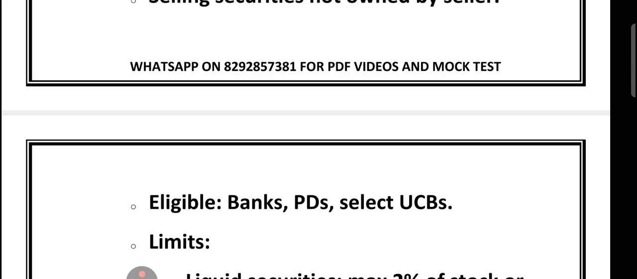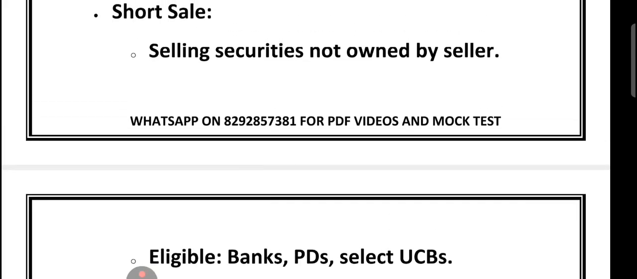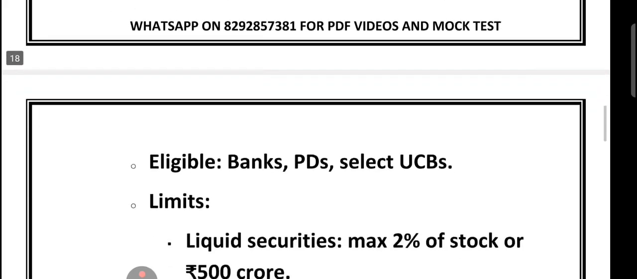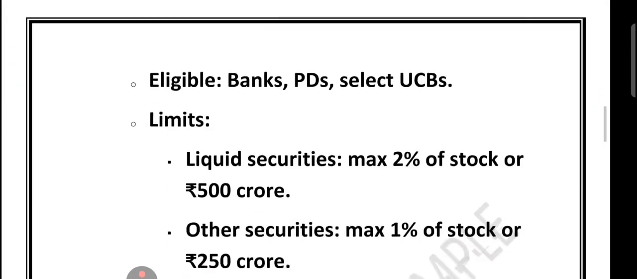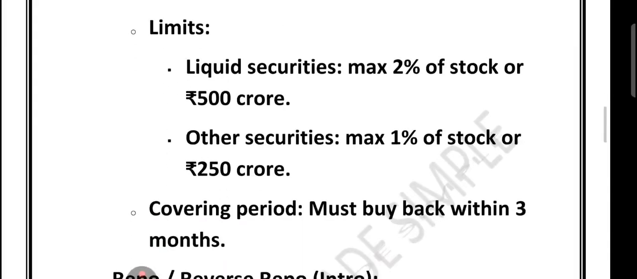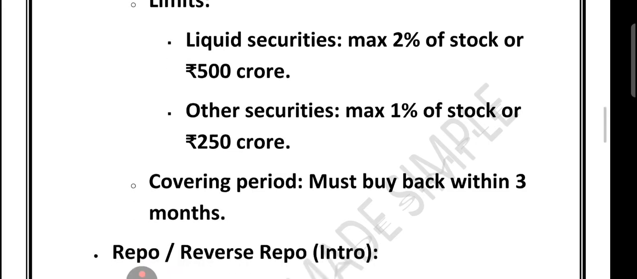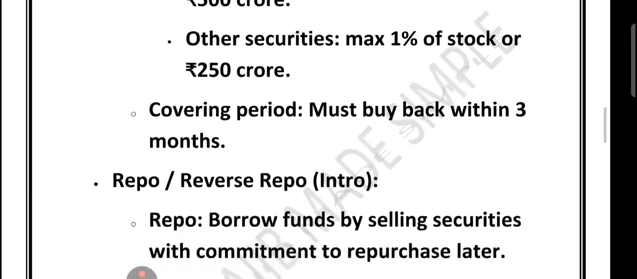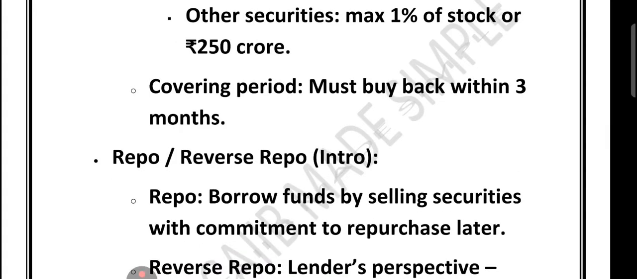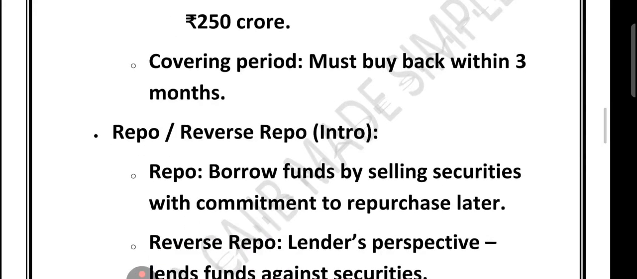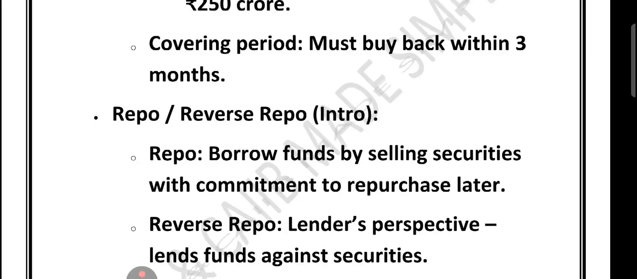Now friends, we are talking about the short sale. Short sale means you are selling securities which are not currently owned by the seller. Who are the eligible participants? Banks, primary dealers, selected UCBs, they are the eligible participants. If you look at the limits, for a liquid security, the maximum is 2% of the stock or 500 crore, and for other securities, a maximum of 1% of the stock or 250 crore. Covering period means you must buy back within 3 months, right? So remember, short selling is an allowed market activity but is regulated with limits and timelines.